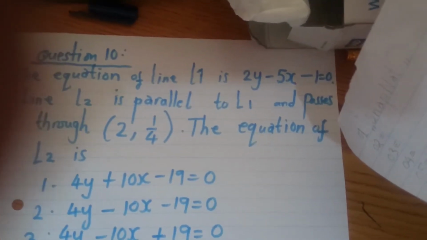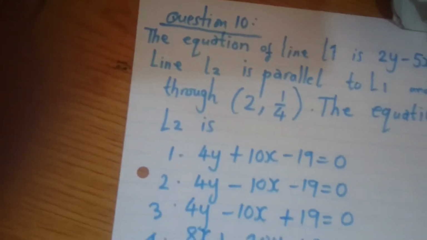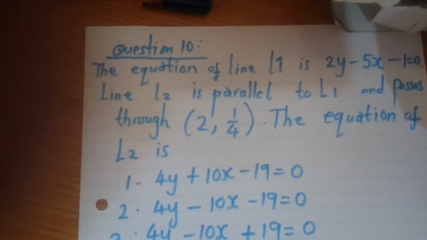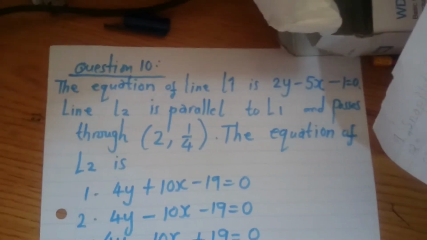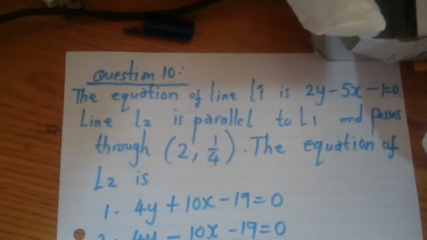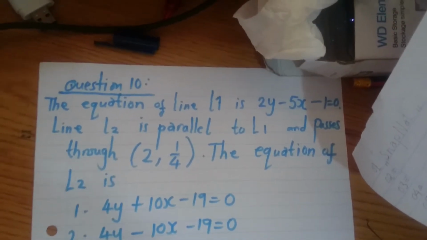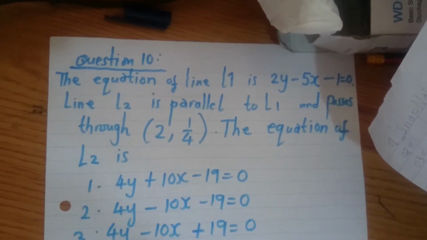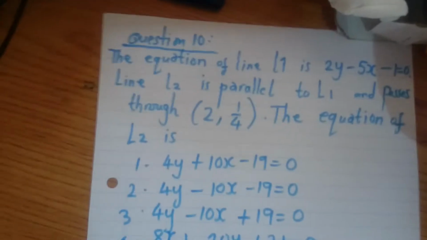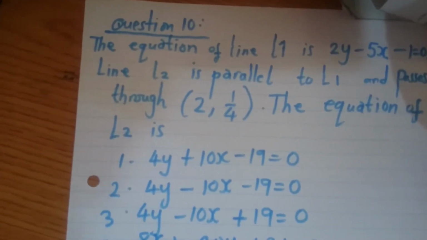Let's read again. They say the equation of line 1 is this, and line 2 is parallel to line 1. What does that mean? They have the same slope. And it passes through (2, 1/4). So line 2 passes through the point (2, 1/4).